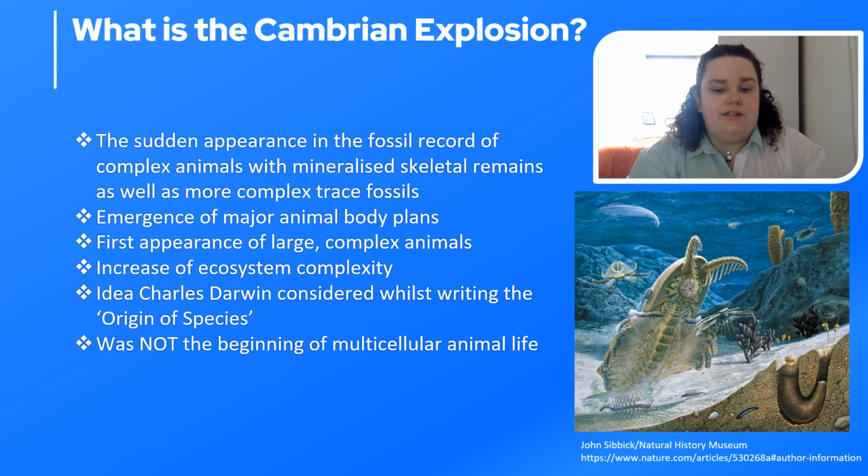The emergence of major animal body plans. It's the first appearance of large, complex animals. There's also an increase of ecosystem complexity. As well as this, it's the idea that Charles Darwin had considered whilst he was writing The Origin of Species. Unfortunately, he wasn't alive to find when these sort of animals were found, so it's kind of just a theory that he was pushing.